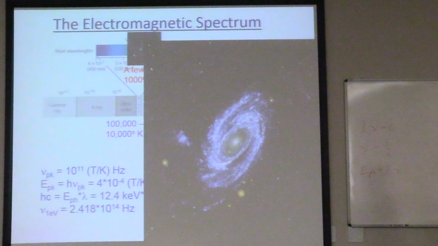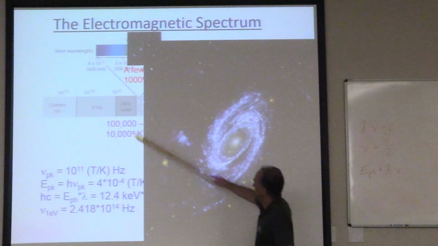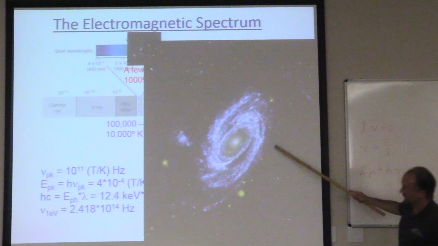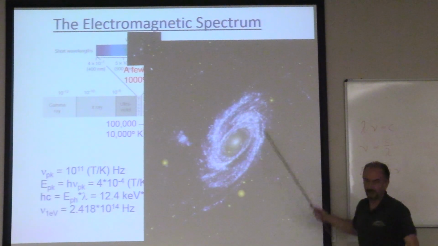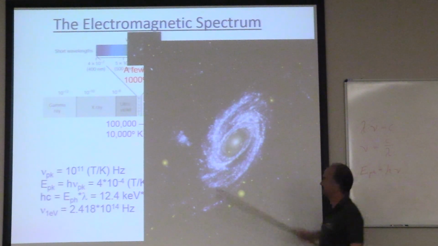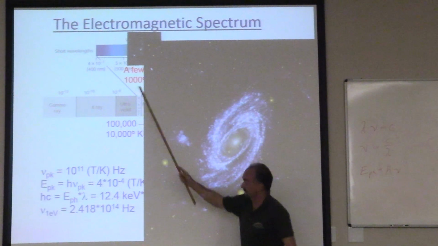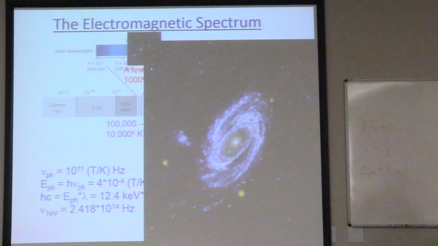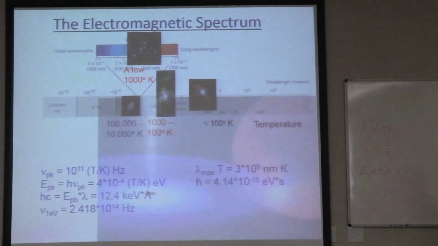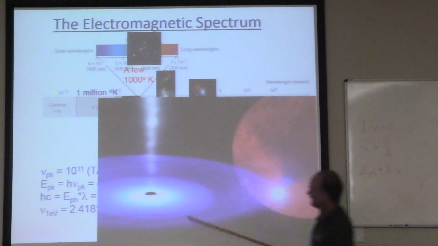Then go to even shorter wavelengths, higher frequencies, the ultraviolet. Still, most of what we see is actually stars, but the hotter stars, more massive stars than our sun, that are 10 to 100,000 degrees. And then we go to more extreme settings.